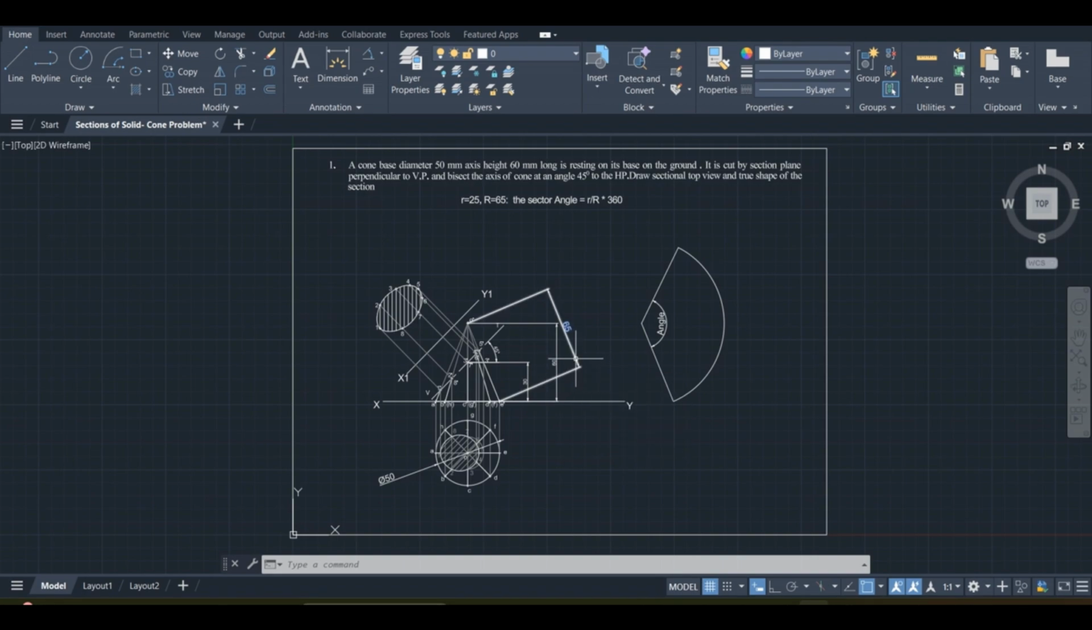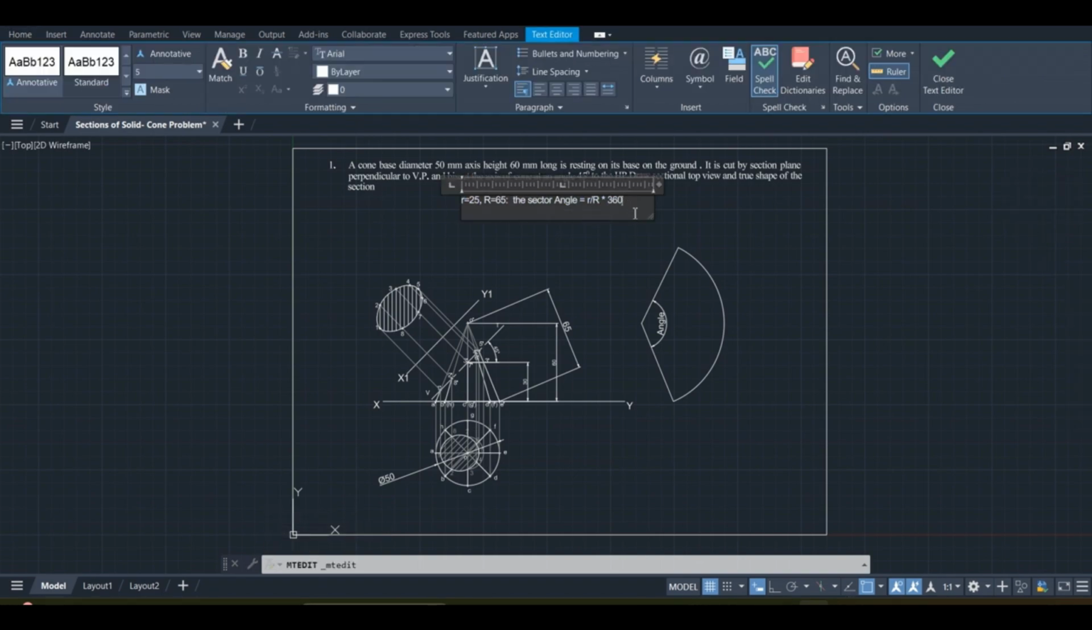This is the inclined dimension which I have shown in the picture, that is 65 mm. Small r is equal to 25, capital R is equal to 65. The sector angle is equal to small r by capital R into 360 degrees. So if I calculate this, small r is 25 divided by 65 multiplied by 360 degrees, the answer comes 138.4. So this is equal to, I can write, 138.45.